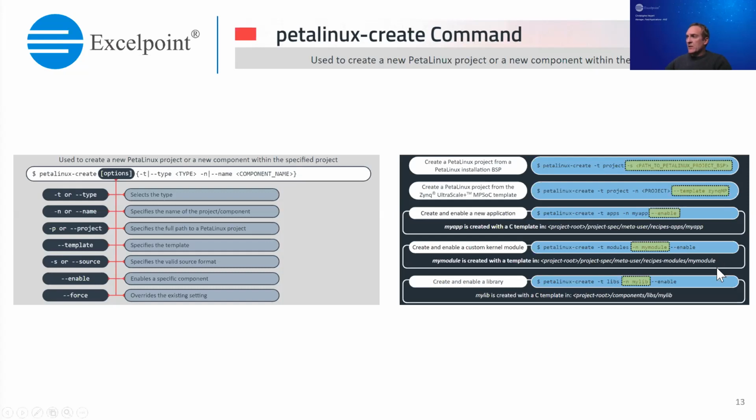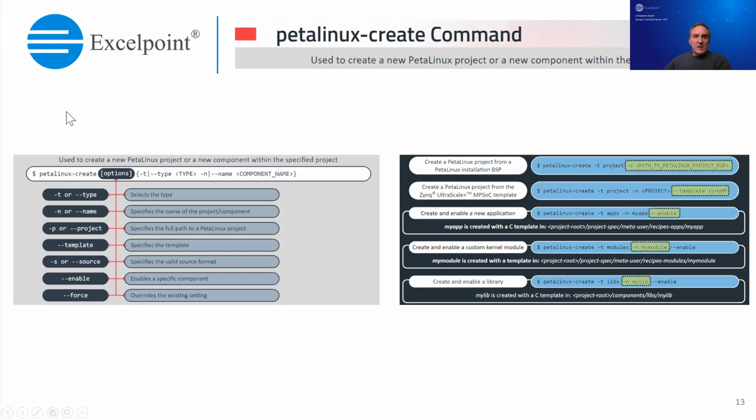So here on the right-hand side are a number of examples on how to use this command. And we're interested in the second one here. Because we've built some hardware for an MPSoC, we're going to create a project using this template, and then afterwards also create and enable an application. If we have time, we can maybe cover how to enable and add some custom kernels or libraries or pre-built libraries to the root file system as well, but we'll see how we get on.